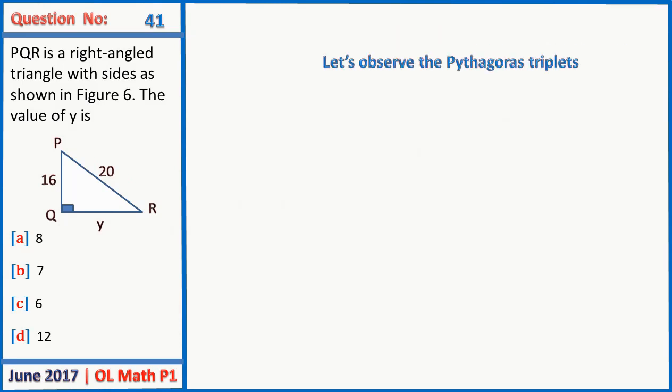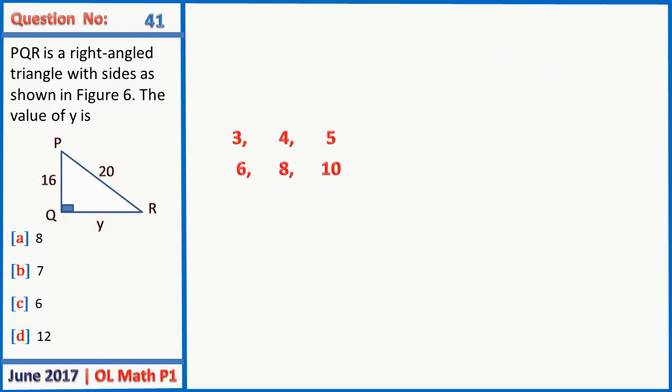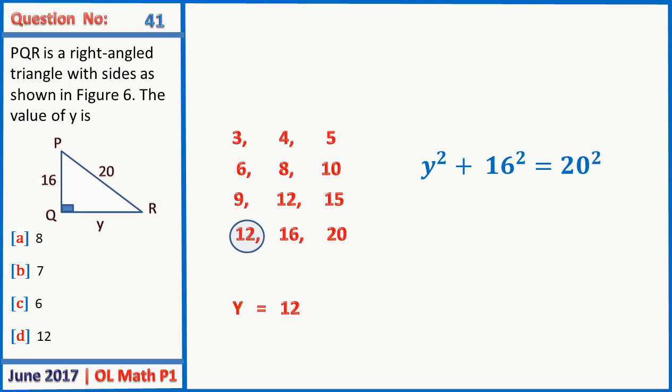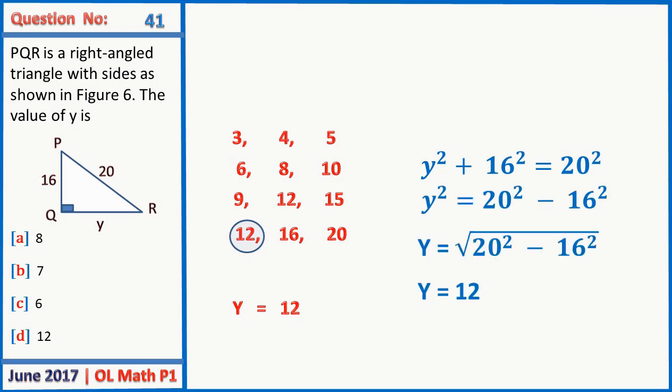Let's observe the following Pythagorean triplets. 3 squared plus 4 squared is 5 squared. 6 squared plus 8 squared is 10 squared. 9 squared plus 12 squared is 15 squared. 12 squared plus 16 squared should be 20 squared. So the value of y must be 12. Or you can use the Pythagorean formula. Y squared plus 16 squared, that's the sum of the two short sides, is equal to the hypotenuse squared. So that gives us y equal to 12 as well. The key is D.